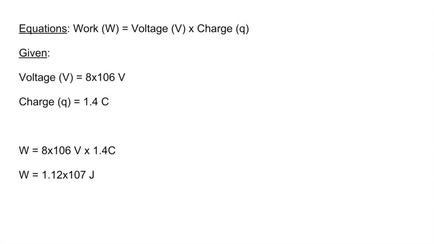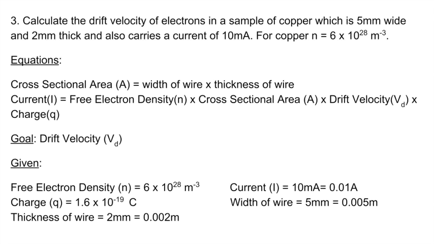There we go. All right, so the third one is: calculate the drift velocity of electrons in a sample of copper, which is 5 millimeters wide and 2 millimeters thick, and also carries a current of 10 milliamps. So for copper, the free electron density is 6 times 10 to the 28th per meter cubed. That's what it is.